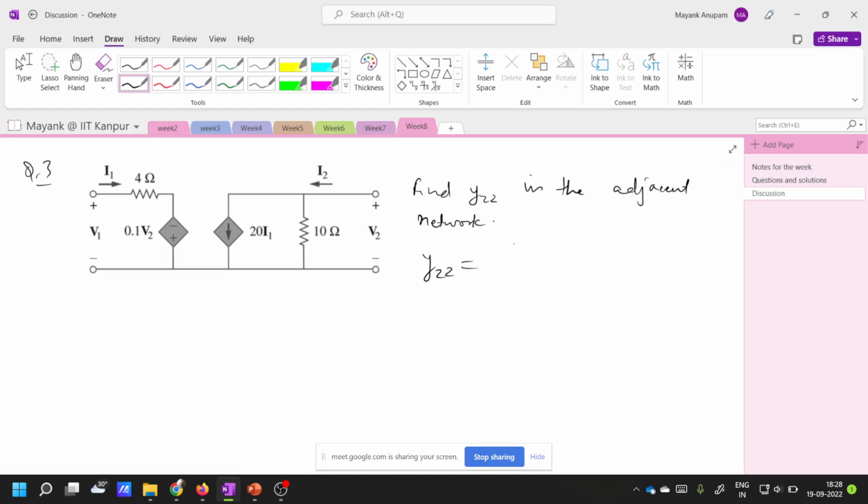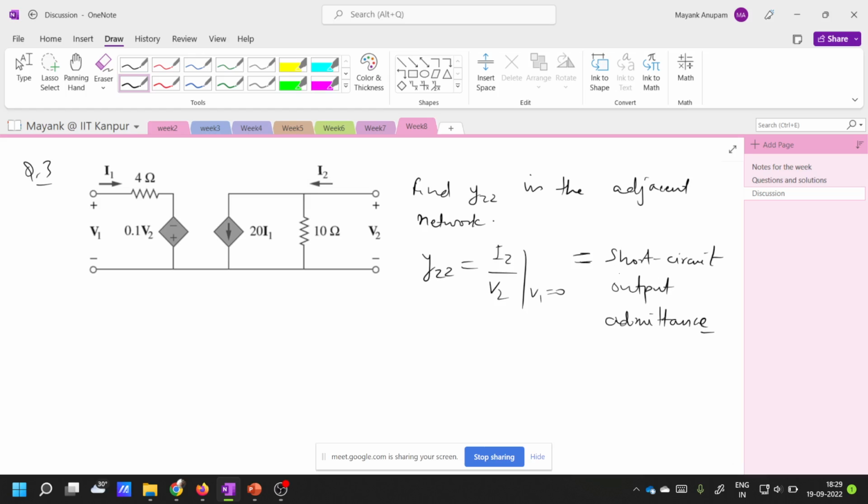It is equal to I2 by V2 when V1 is equal to 0. Correct? And what is it called? It's called short circuit output admittance.